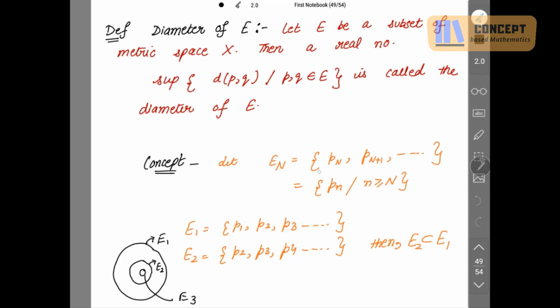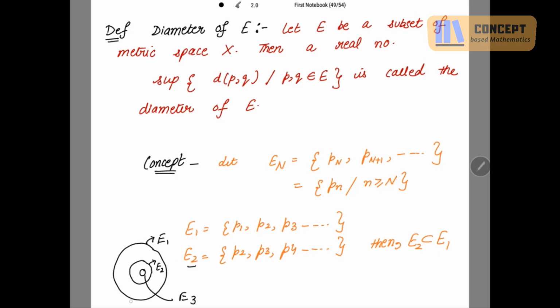Suppose your En is equal to Pn, Pn plus 1, and so on, which is equal to Pi where i is greater than or equal to n, an integer. What is E1 then? Put n equal to 1, you will get P1, P2, P3. What is E2? Put n equal to 2 over here and you will get P2, P3, P4. Then this E2 is a subset of E1, right? Because the points are starting from P2 and there is an extra point in E1, that is P1. So obviously this E2 is a subset of E1.